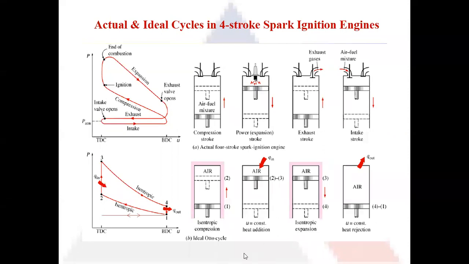Okay. Now, in the actual process, the top diagram shows you the actual four-stroke engine working. In this, when the piston moves from top dead center to bottom dead center, the inlet valve opens and the air fuel mixture comes in. Second is the compression stroke, where the piston moves from bottom dead center towards the top dead center, and the compression of the air fuel mixture takes place.